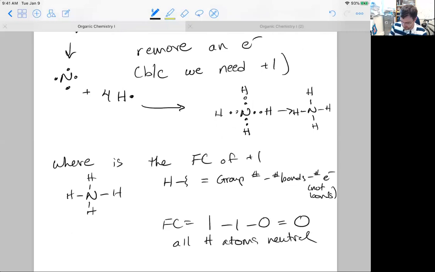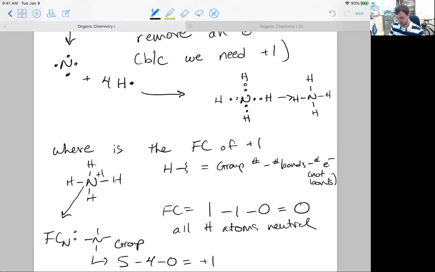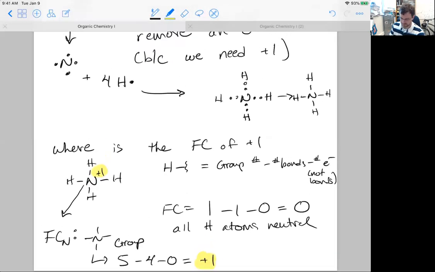So then, by process of elimination, the nitrogen must have a +1 formal charge, but let's figure that out. For the formal charge of nitrogen, in this case, we have N with 4 bonds and no lone pairs. So that's a group 5 element. It has 4 bonds. It has 0 non-bonding electrons. It's going to give us a +1 charge. So that +1 corresponds to the formal charge that I've shown over the nitrogen atom. And because it's the only formal charge in the molecule, we now have a polyatomic cation with an overall charge of +1.